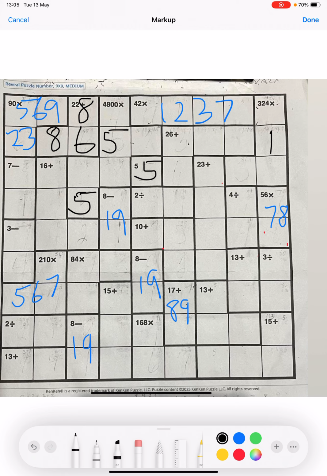Right. So that's quite interesting now. I've got a 324 cage, which is quite a big product for 4 numbers, and I've got a 1 in there. I need 3 more numbers, which would multiply out to give 324. So I could have 4 times 9 times 9, or 6 times 6 times 9.